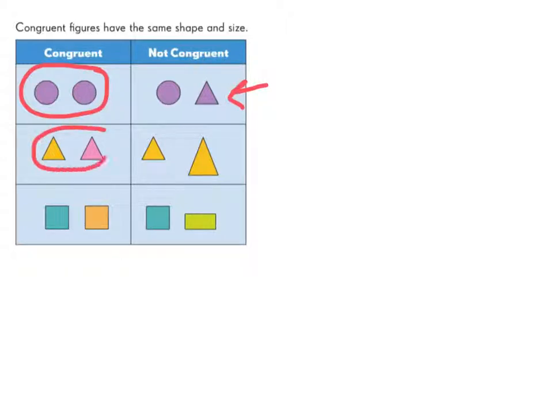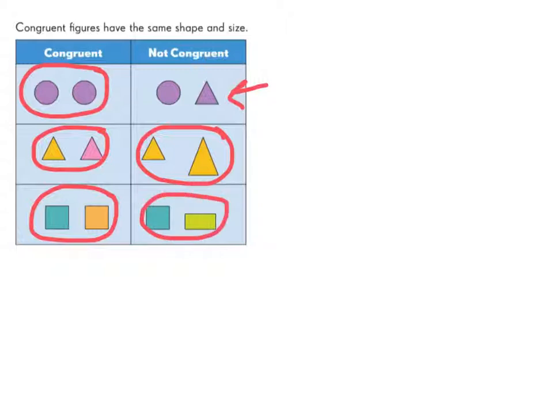Our 2 triangles here could be superimposed over one another, but these 2 triangles cannot because they are of different sizes. Our 2 squares could also be superimposed over one another, but the square and the rectangle could not, because even though they each have 4 sides and 4 vertices, their line lengths are different, resulting in a different overall shape.